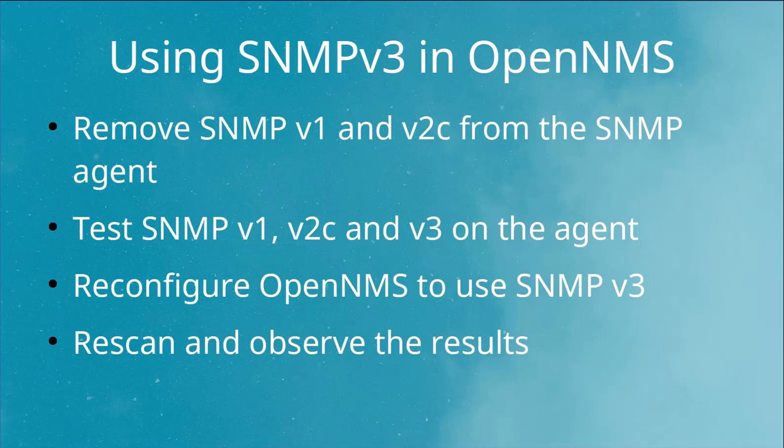To reconfigure OpenNMS to use SNMP v3, follow these steps. Remove SNMP v1 and v2c from the SNMP agent. The SNMP v1, v2c, and v3 agent all must be tested. Reconfigure OpenNMS to use SNMP v3. Rescan the local host and observe the results.